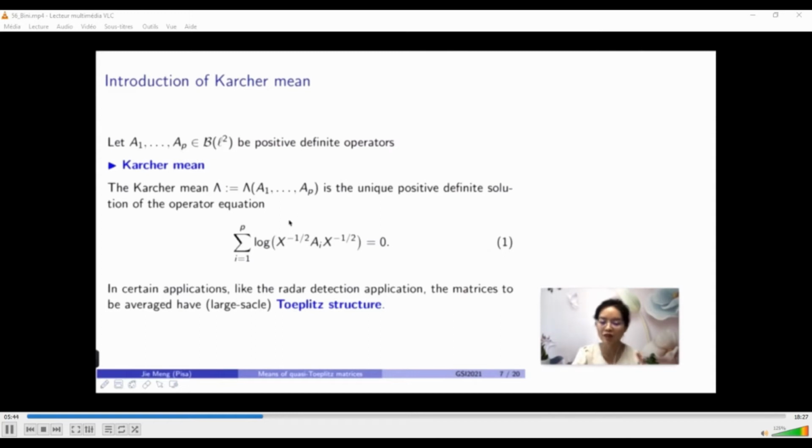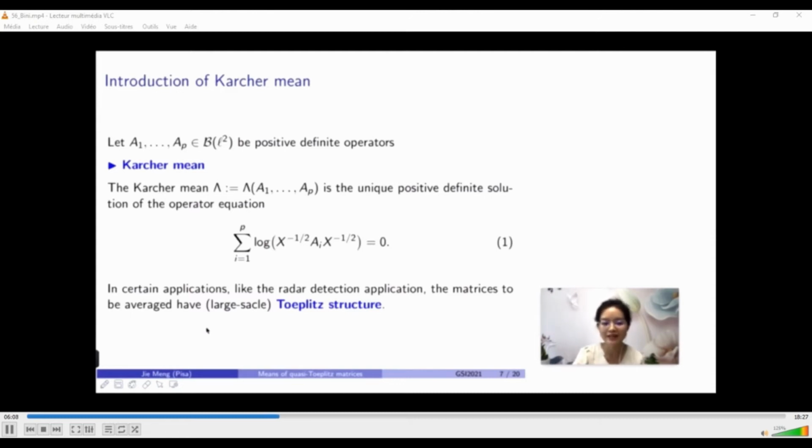And for the case where those matrices are infinite dimensional operators, it has been proved that the Karcher mean exists and is unique. And we found that in certain applications, like in radar detection, the matrices to be averaged always have the Toeplitz structure.